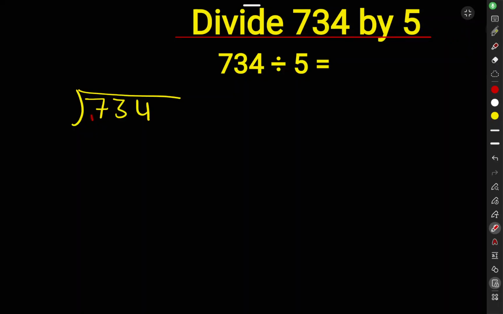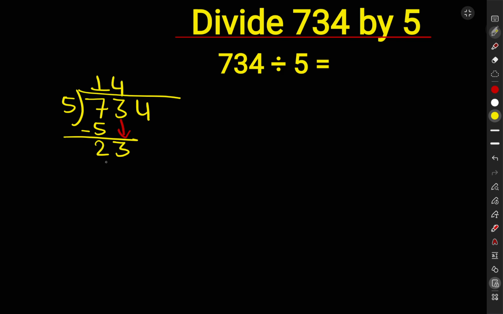We divide 734 by 5 in a long division method. 5 times 1 is 5. On subtracting we get 2. So now we put down this 3 and it is 23.